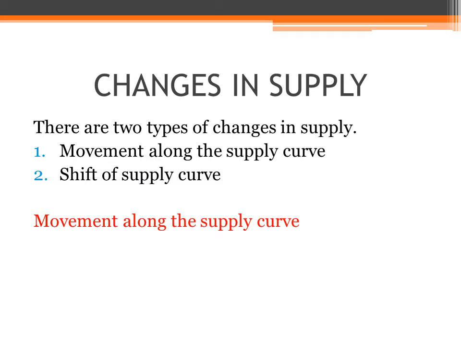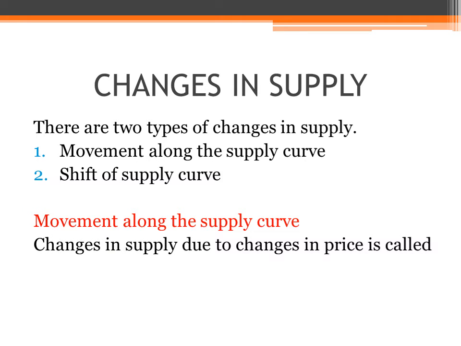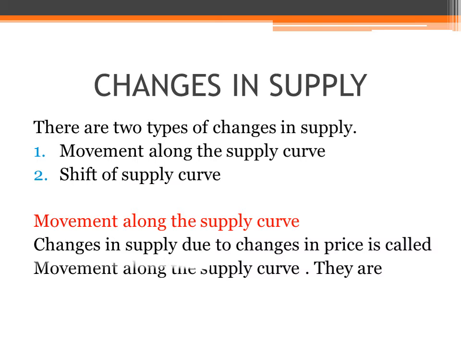What is movement along the supply curve? Movement along the supply curve means it is a change in supply due to changes in price. So please note that a change in supply due to changes in price is called movement along the supply curve.